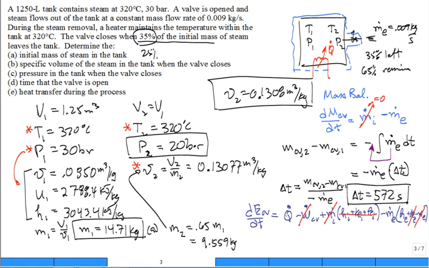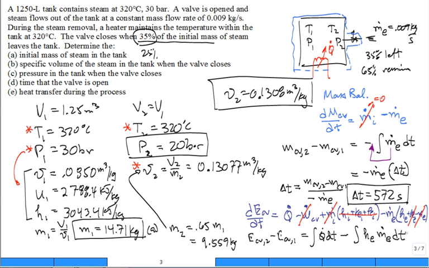So we want to separate and integrate this. We get that the energy in the control volume at the final state minus the energy in the control volume at the initial state is equal to the integral of Q dot dt minus the integral of the exiting enthalpy times the mass flow rate of the fluid exiting, dt. Does that look okay? You see what I did?